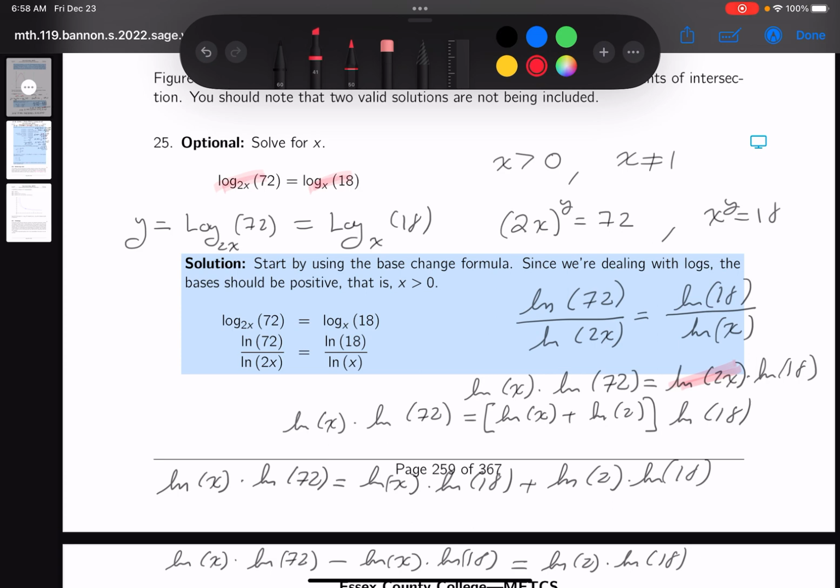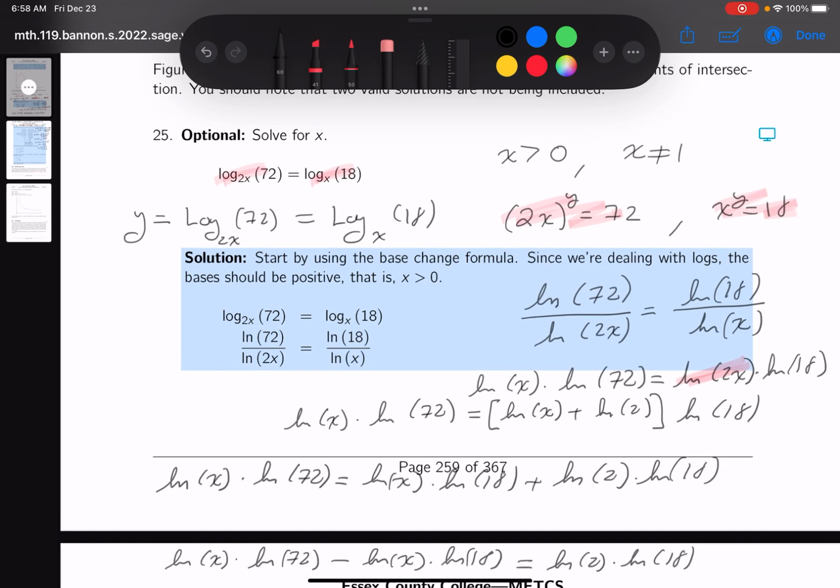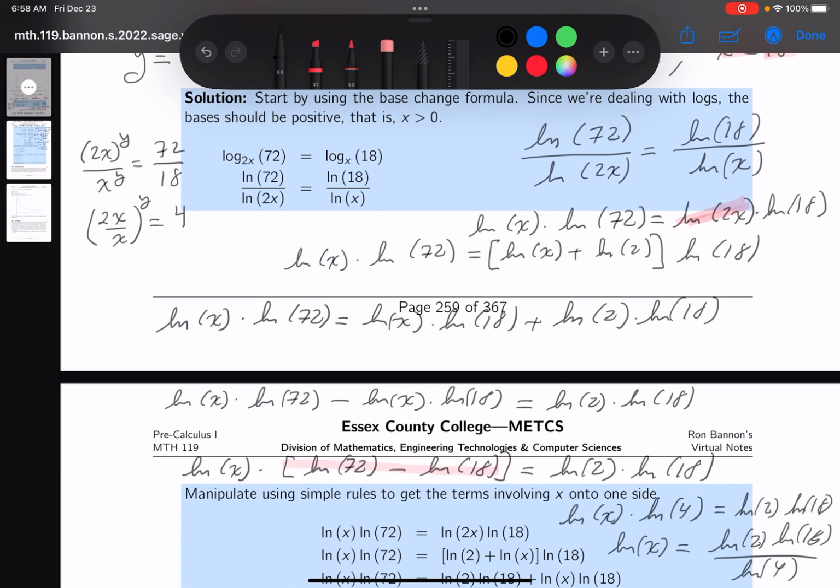Well, I'm kind of looking at those two equations. They look kind of difficult to solve, two unknowns. But I could do a simple division. I'll point out what I mean by that. You get (2x) to the y is equal to 72. I can divide both sides by 18. And 18 is the same thing as x to the y. What do you get over here? Well, you would get (2x) to the y over x to the y is equal to 4. Well, that's convenient, isn't it? What do you get? 2 to the y is equal to 4, or y is equal to 2.